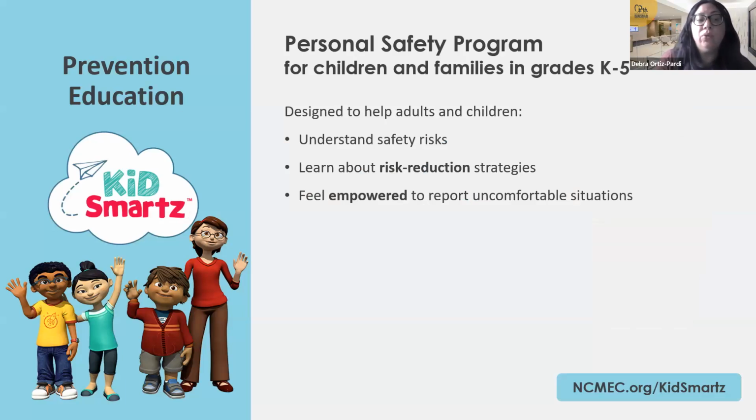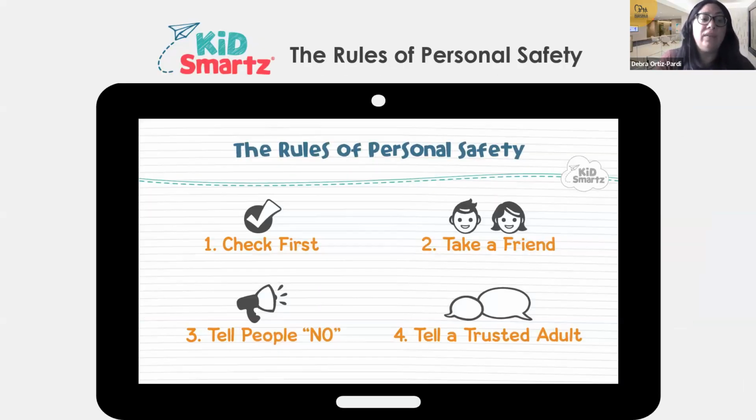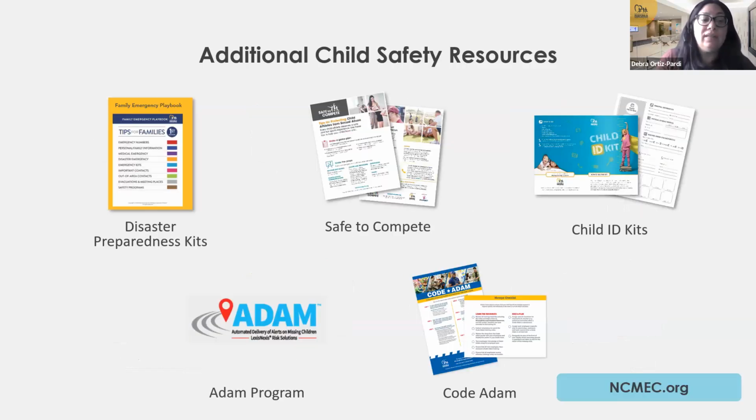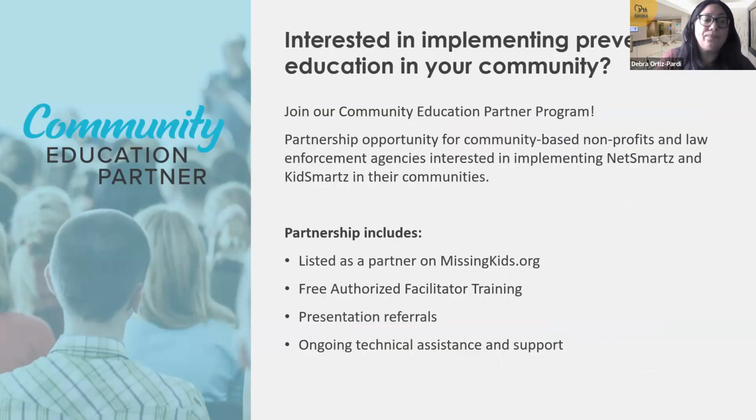KidSmarts is our personal safety program for grades K through 5. It follows these four rules of safety. There is a video for each safety rule, lesson plans that are available, a presentation that is scripted, and we have lots of great supplemental resources on our KidSmarts, NetSmarts, and our regular ncmec.org website around sensory-friendly resources and additional child safety resources.